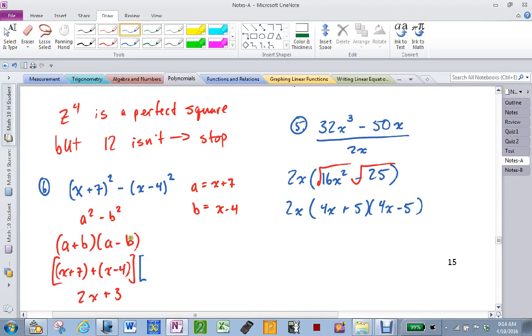A minus b, which is x plus 7 minus x minus 4, yeah? What's x minus x? 0. And what's 7 minus minus 4? 7 minus minus 4, which is same as 7 plus 4, which is 11.